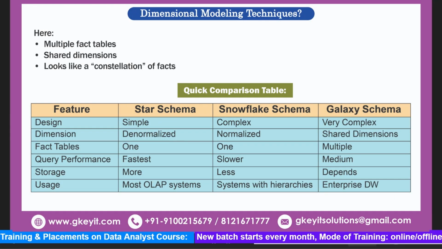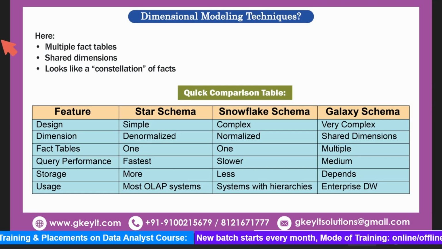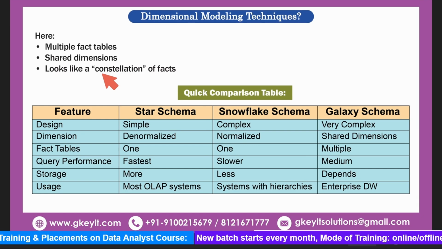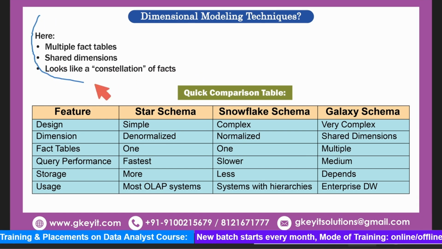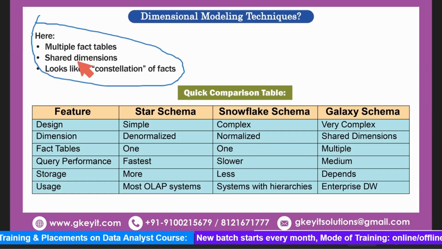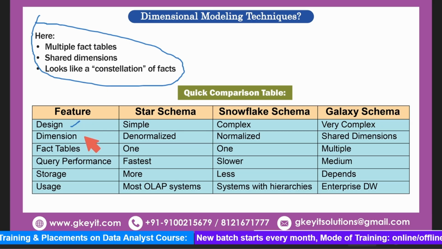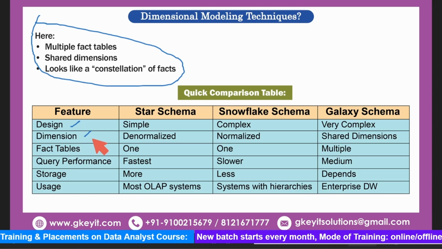And finally, coming to the last slide of this class, here are multiple fact tables and shared dimensions, which look like a constellation. This is for a galaxy schema. These are the things available for galaxy schema. There is a quick comparison table we can see. There are different features like design, dimension, something like that. We'll discuss one by one.